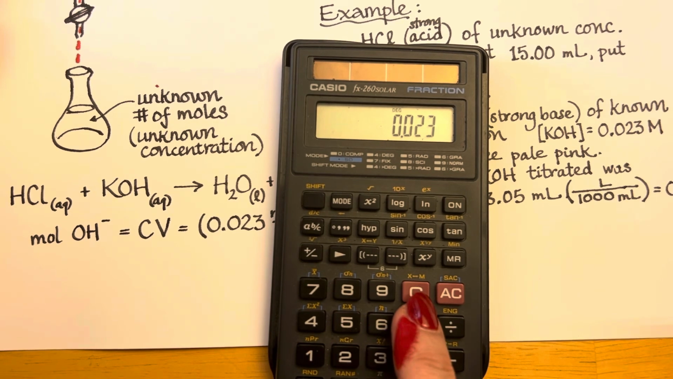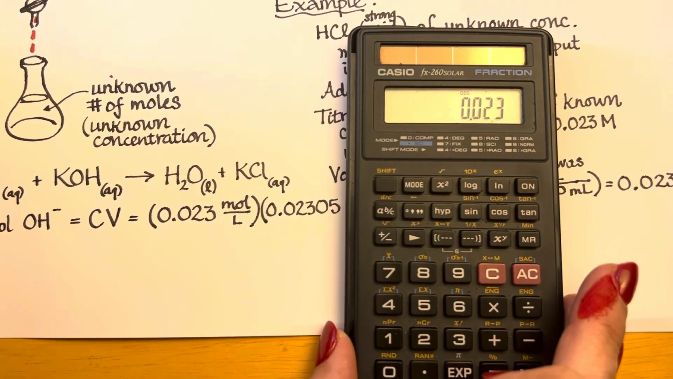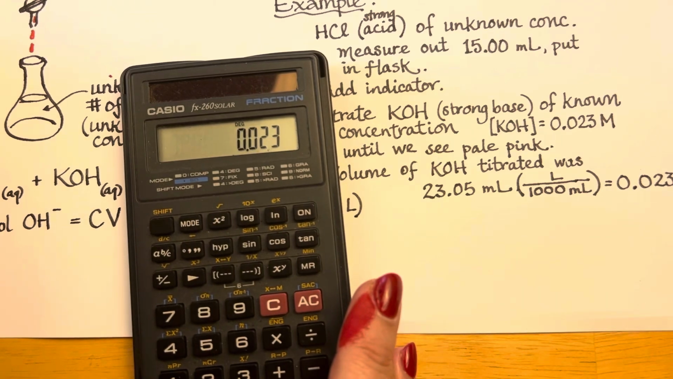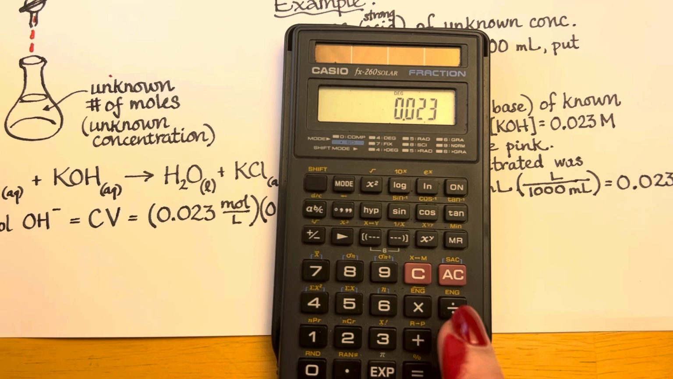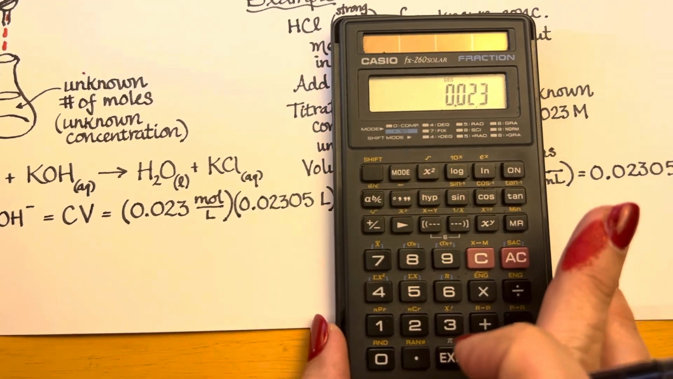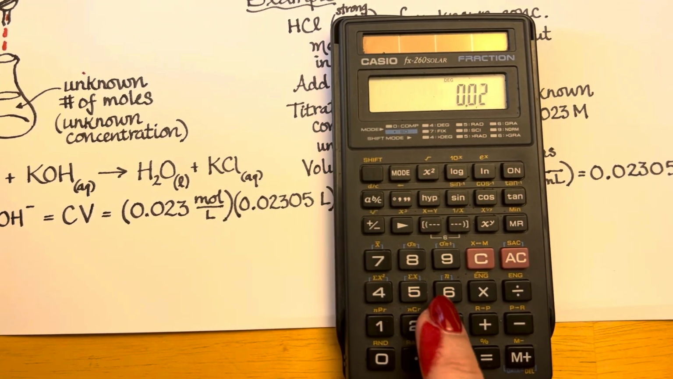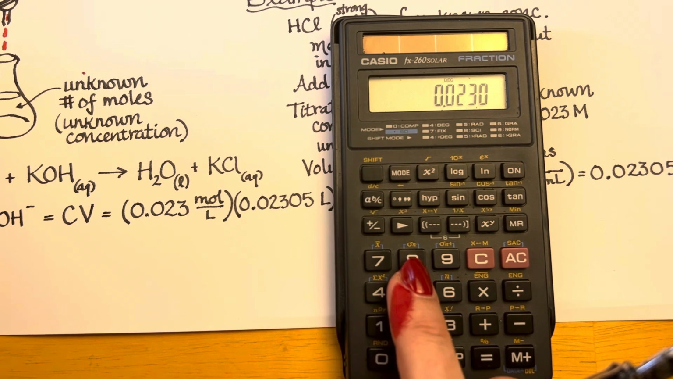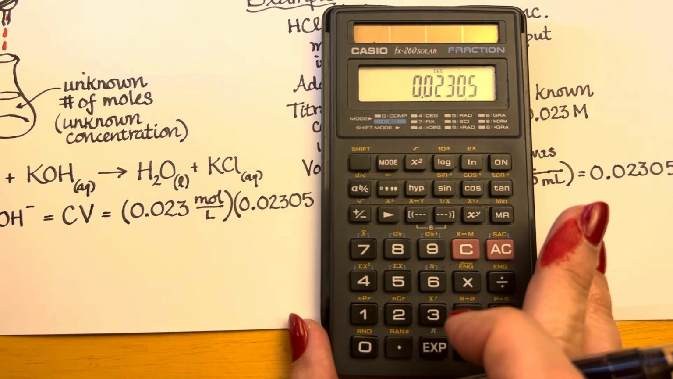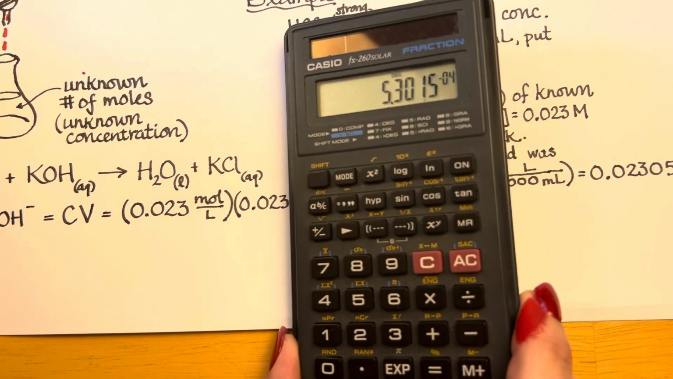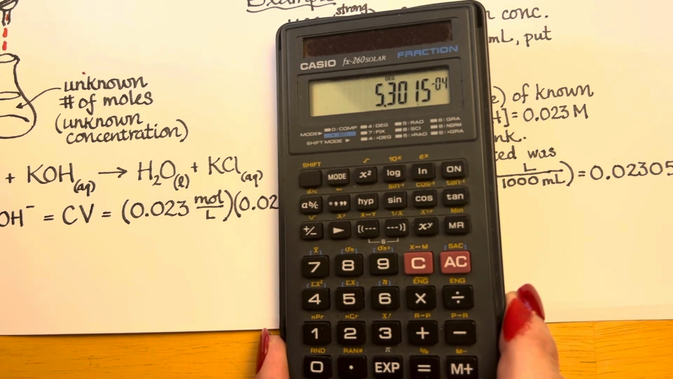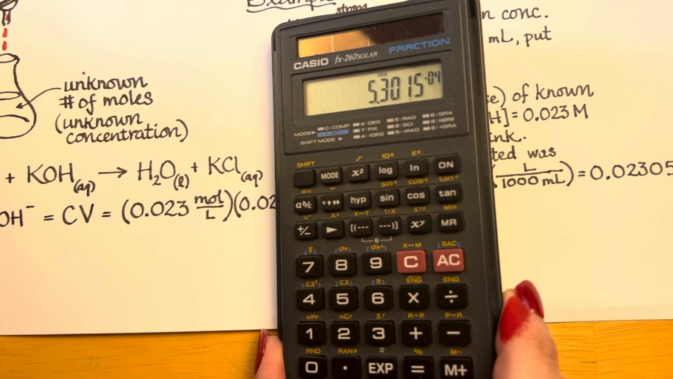0.023 times, did I actually? Oh, that's so funny. 2323. Times 0.02305. It must be a 2-3 kind of day. Okay, what do we have? 5.3 times 10 to the minus 4.